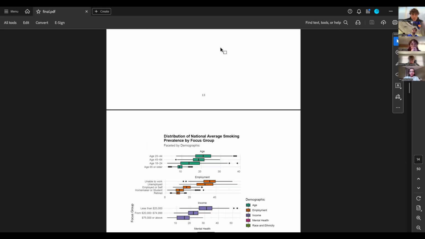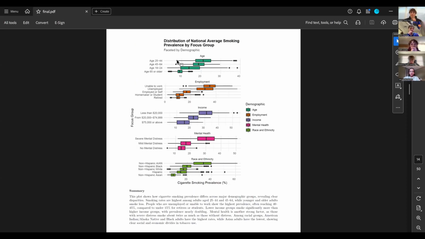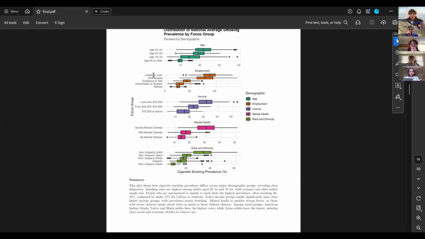The next thing we looked at was the distribution of national average smoking prevalence by focus group. We faceted this by demographic. So this just shows us the prevalence over the entire period. We can see in the age category that 25 to 44-year-olds tend to have the highest smoking prevalence, followed closely by 45 to 64-year-olds. We also can see that people who are unable to work, and people who are unemployed, have a much higher prevalence than the other groups here.